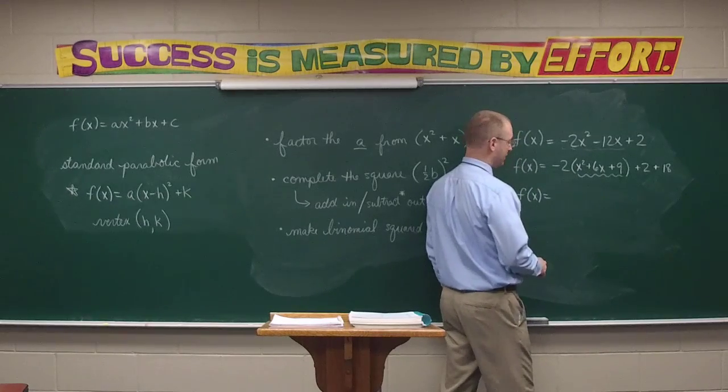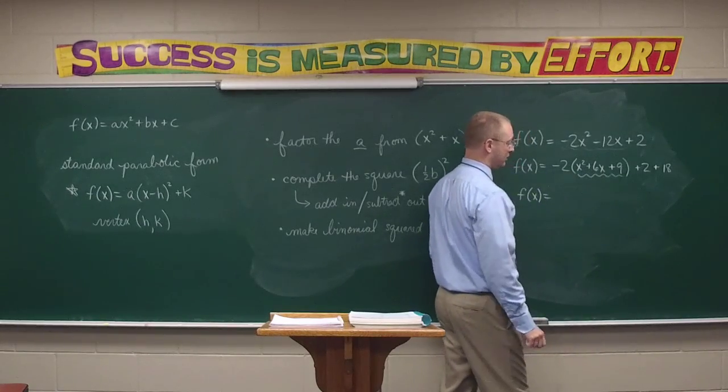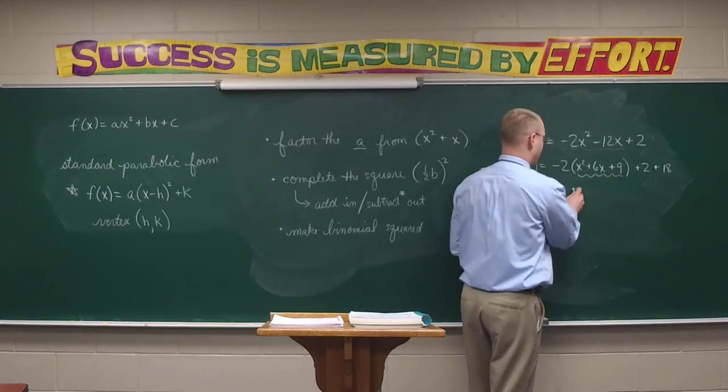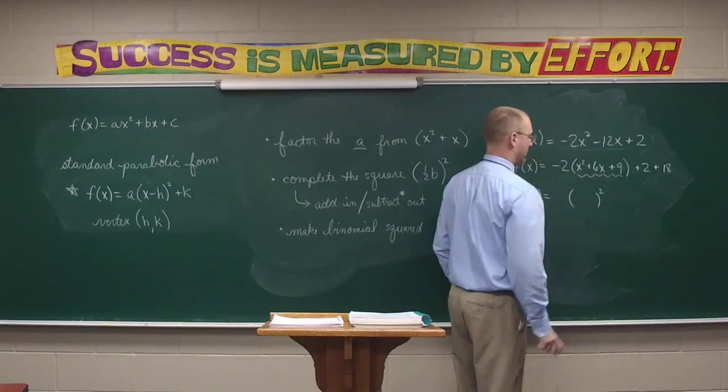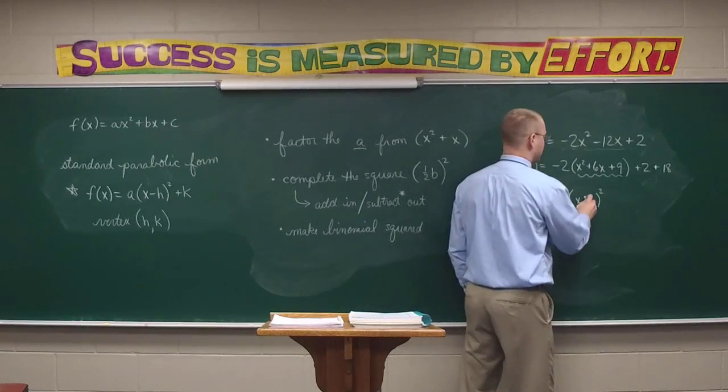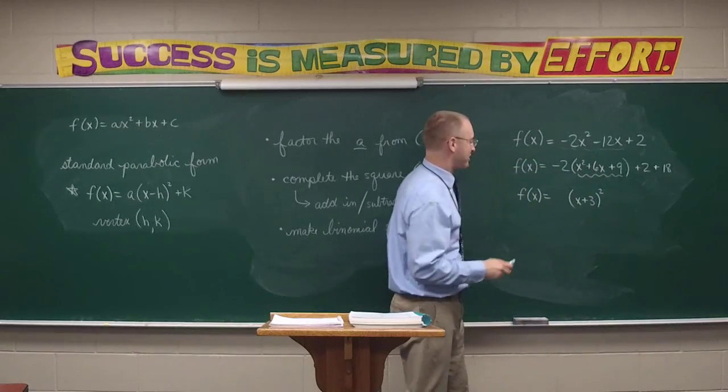X squared plus 6x plus 9. That's a PST. I want to make a binomial squared out of it. X plus 3, quantity squared. There we go. 14 tries the charm, I always say.